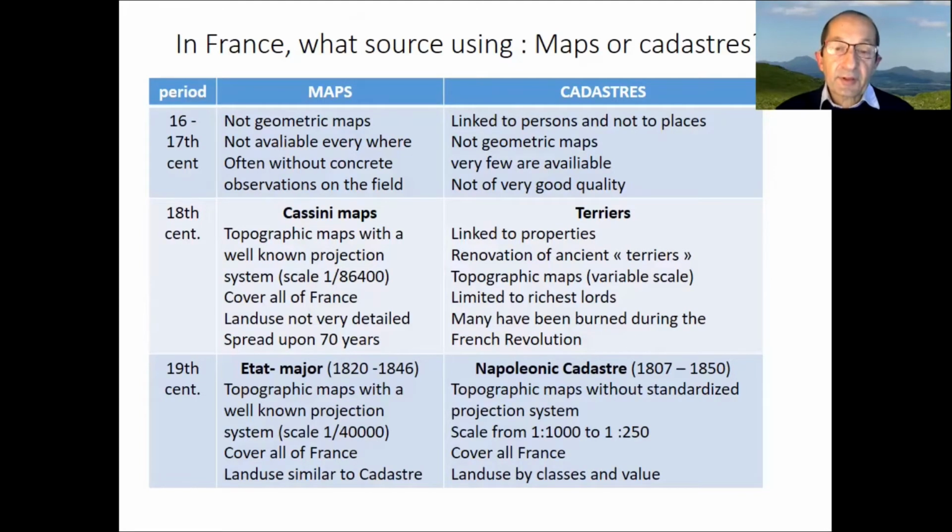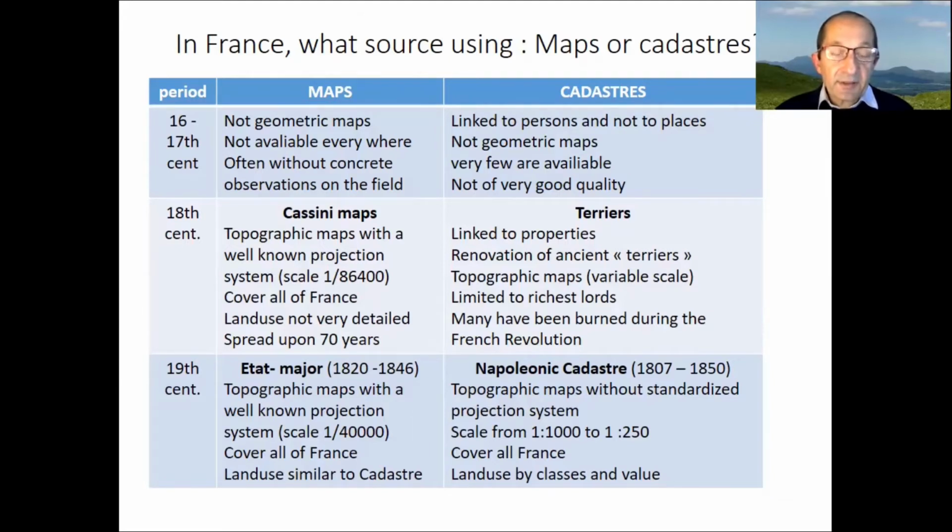Fortunately, during the 18th century, there is a change in the way of mapping, and the maps are mainly Cassini maps. It took around 70 years. The scale is a middle scale, so it's very interesting for having a global vision. The cadastres are named Terrier at this period. Now there are topographic maps. The scale is very variable from one place to another, and only the richest lords have the funds to finance these maps. And many have been destroyed during the French Revolution.